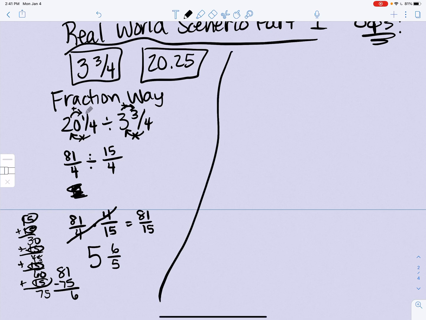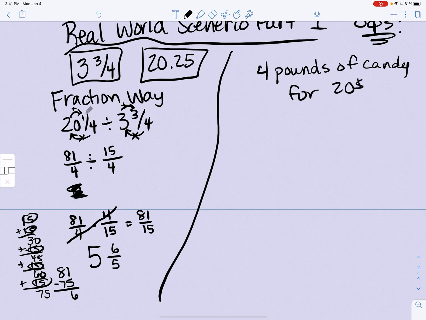So if you don't want to go through all that, estimate it. We have 4 pounds of candy for $20. Which one of those number choices is the closest? I don't like any of them, but I didn't make this. So we are going to estimate that they cost about the $6 that's on there.